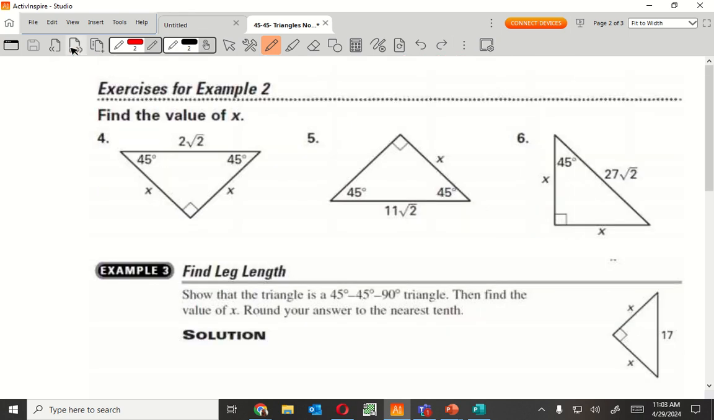Okay. Now, you guys are doing 4, 5, 6 right now. This one is going to be the same thing. No, you do the notes. 4, 5, 6 right now.